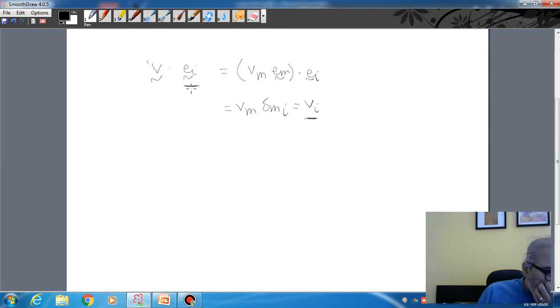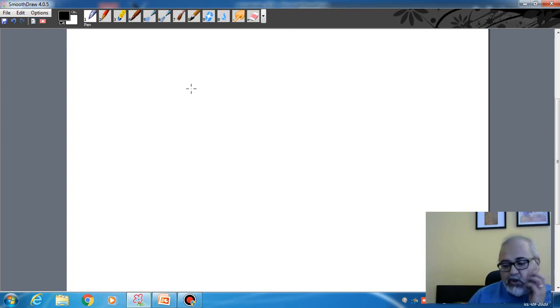Similarly, for a second order tensor, if I want to get its ijth component out, I want to get the ijth component of a second order tensor T. This is what I will do. I will first multiply it by Ej.